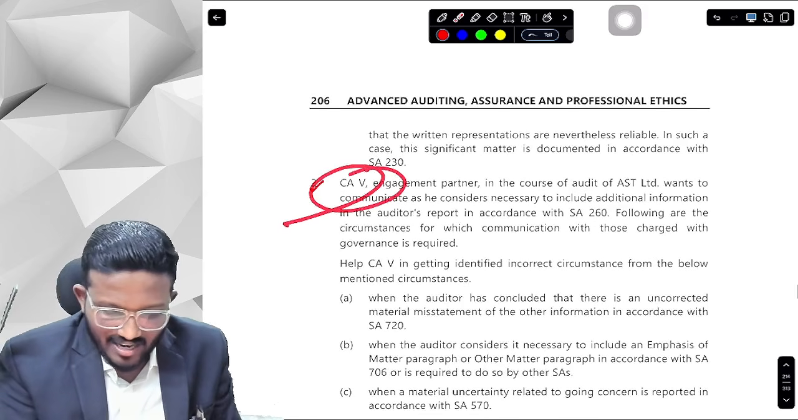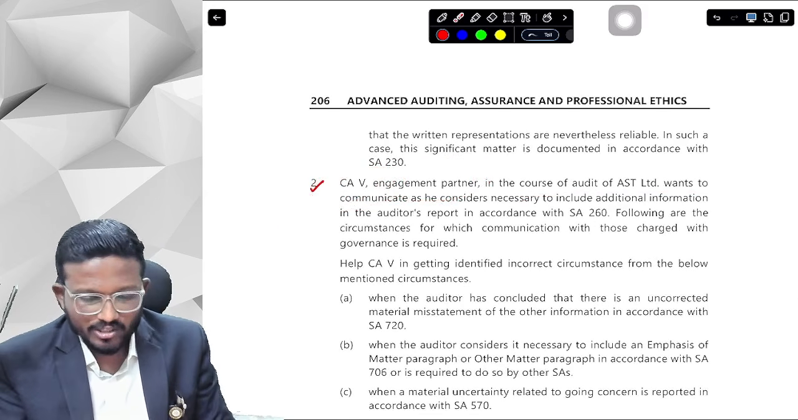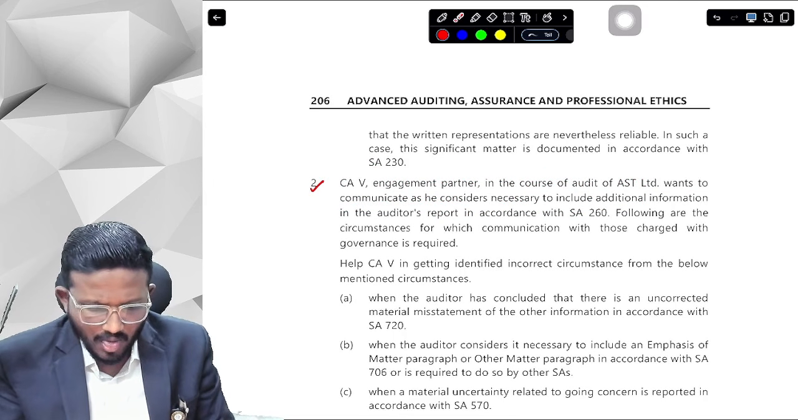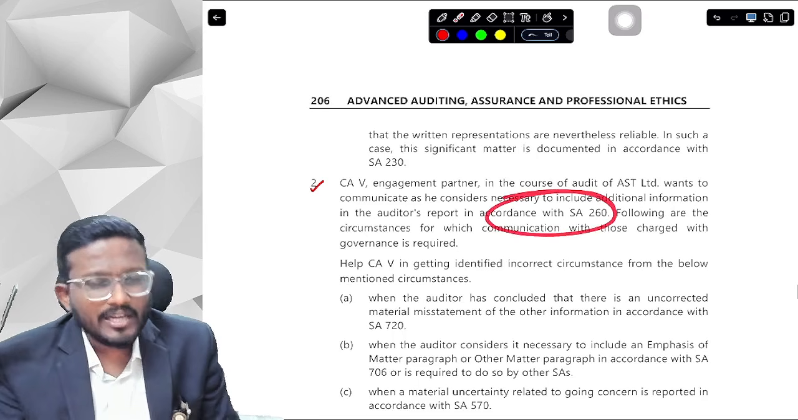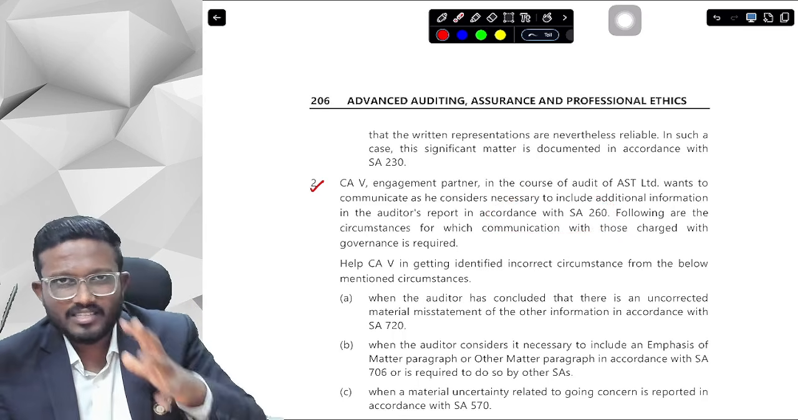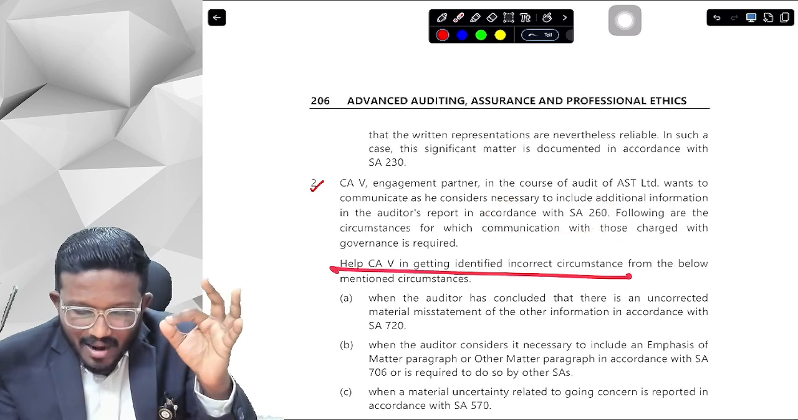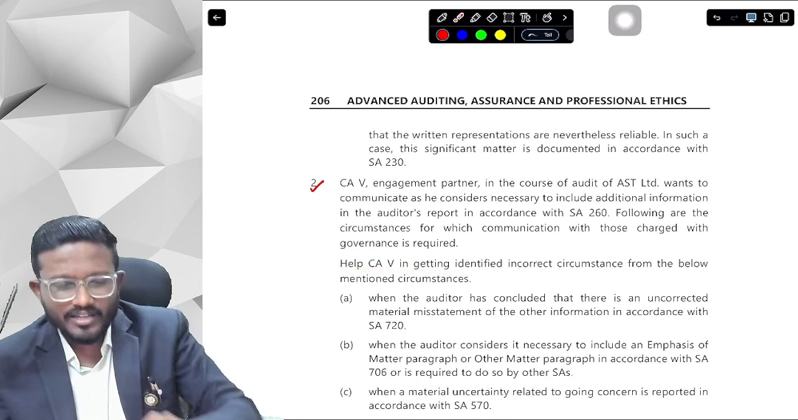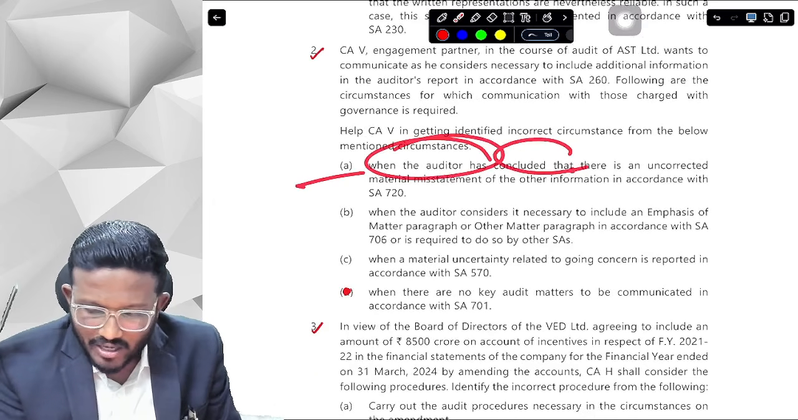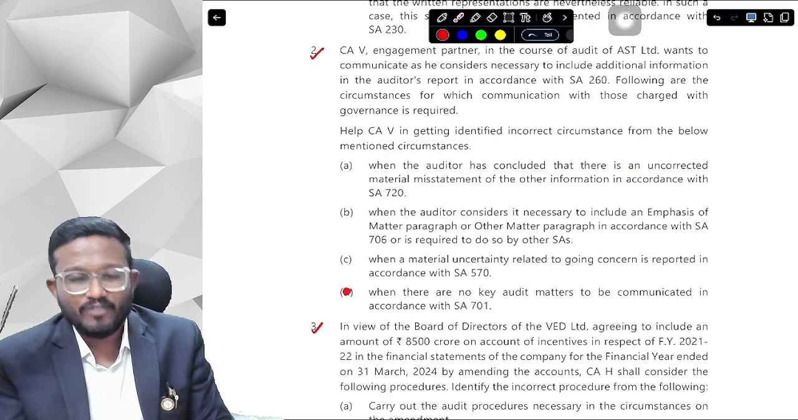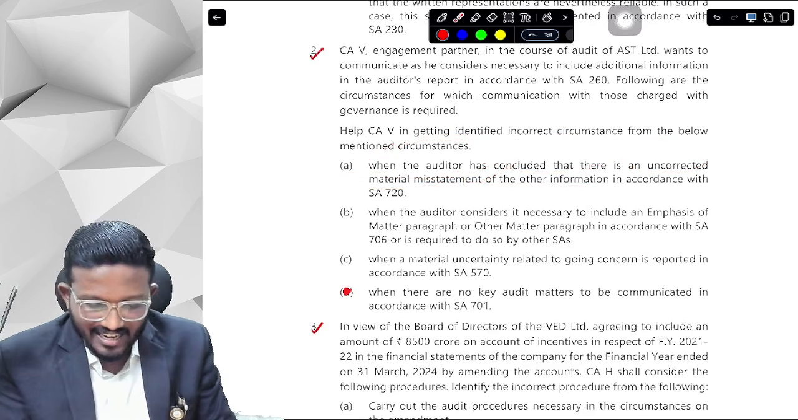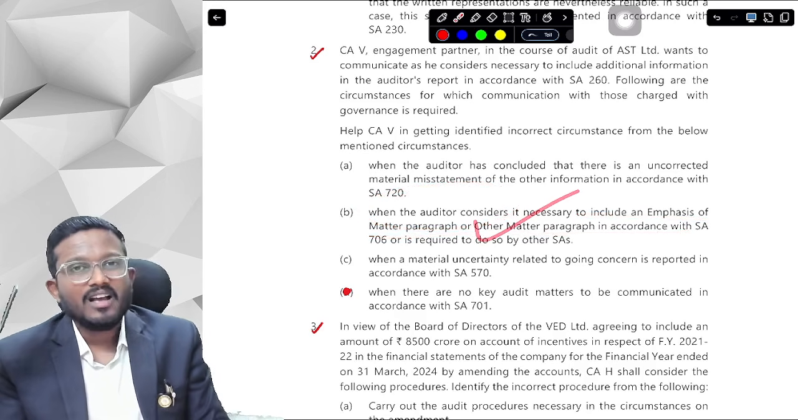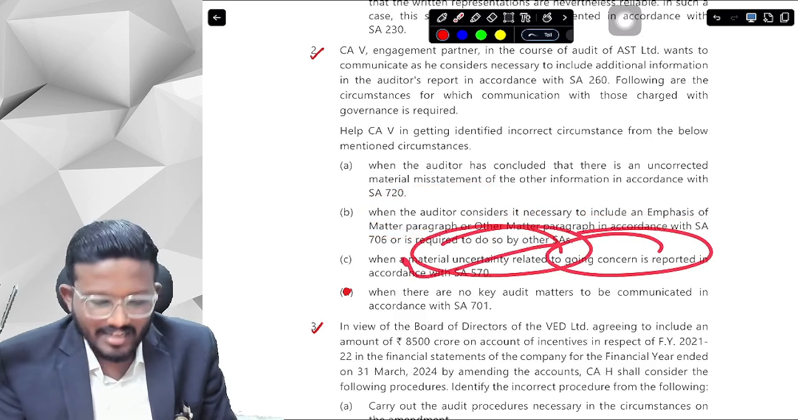Next is what, sir? The engagement partner in case of audit of AST Limited wants to communicate. He considers it necessary to include additional information in the communication with TCWG as per SA 260. Now, which are the matters which are incorrect for communicating to TCWG, which we don't have to communicate? First, when we have concluded that there is an uncorrected material misstatement of other information, we need to communicate to TCWG. Secondly, when the auditor considers it necessary to include an emphasis of matter or other matter paragraph, we need to communicate to TCWG. When there is a material uncertainty related to going concern as per SA 570, we need to communicate to TCWG.